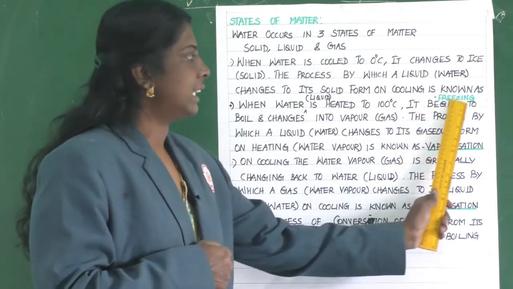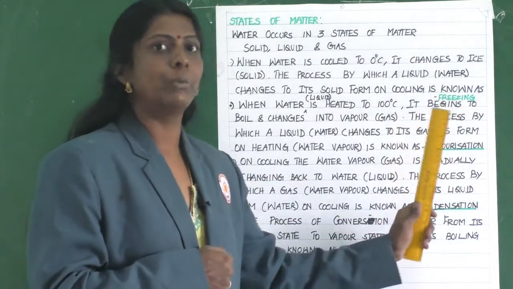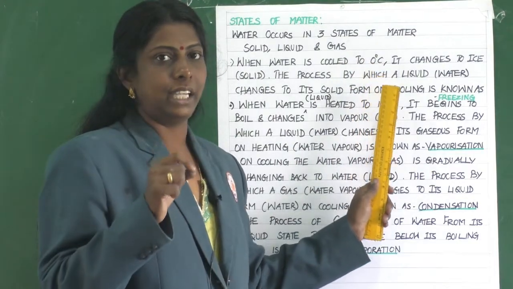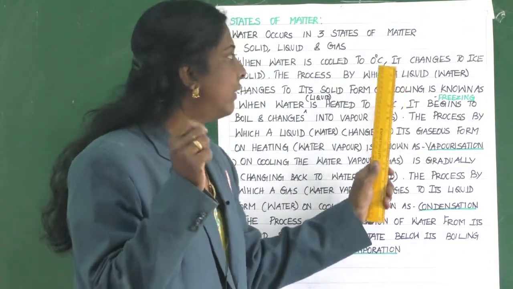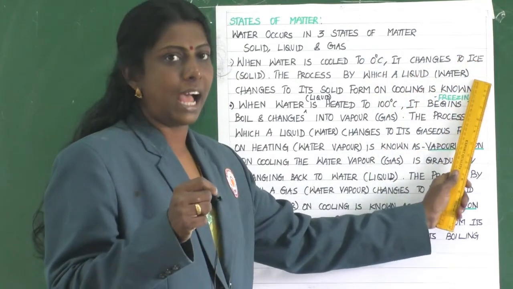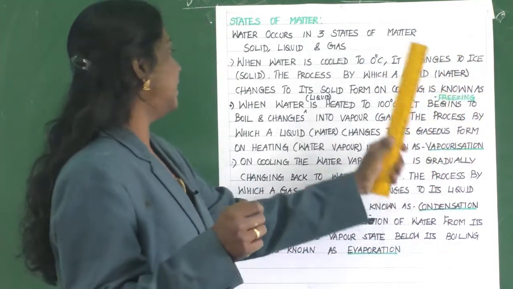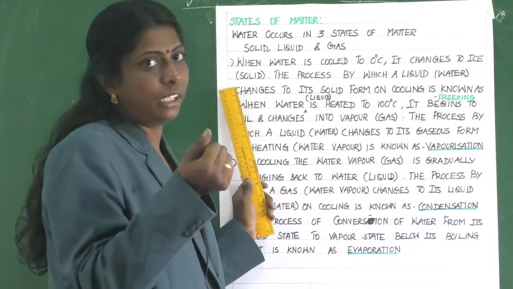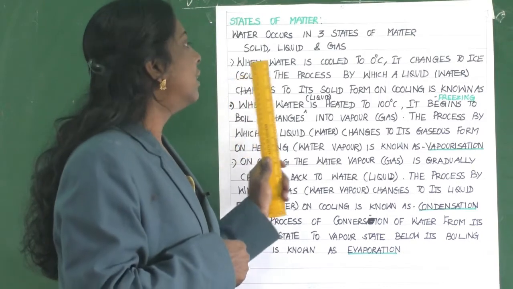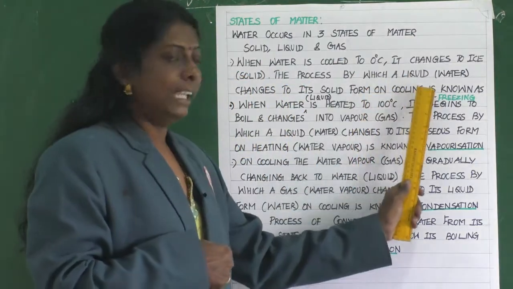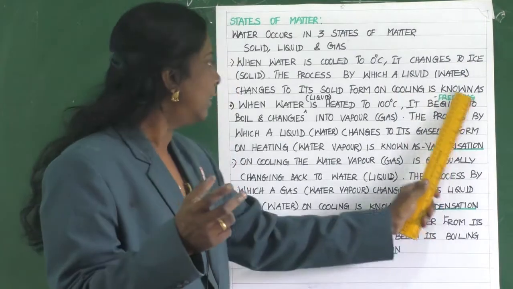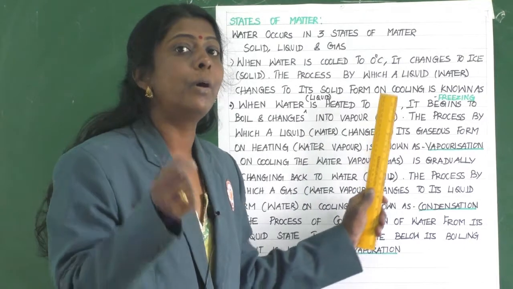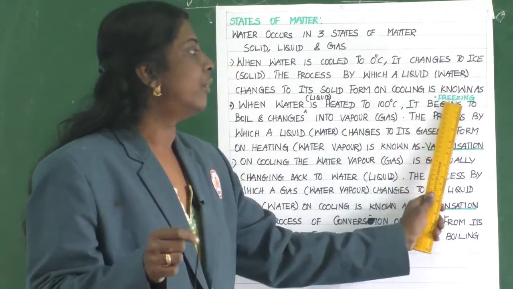First, freezing. What is that? What do you mean by freezing? When water is cooled to 0 degrees centigrade, it changes to ice. Ice is a form of solid. Water exists as a solid in the form of ice cubes. Is it not? Yes. The process by which a liquid, that is water, changes to its solid form on cooling is known as freezing.